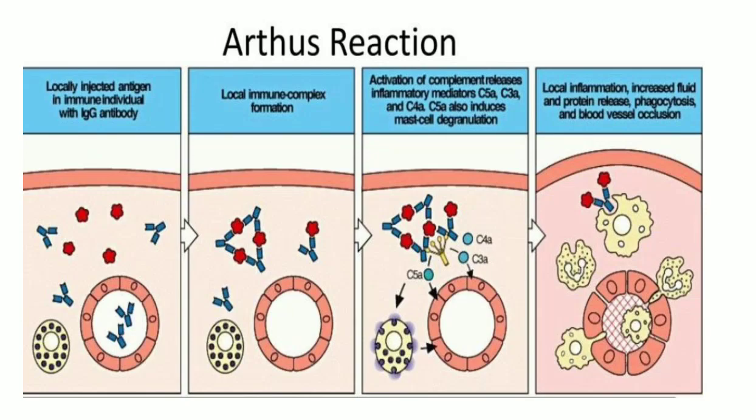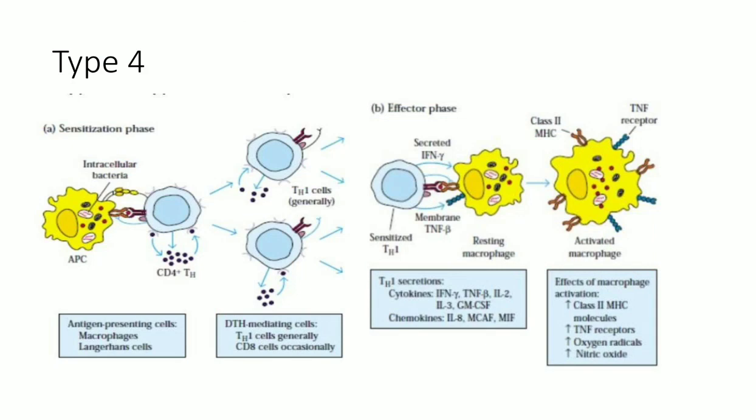So this is Arthus reaction. This is a localized reaction occurring, not a generalized reaction. When you locally inject antigen and the IgG antibody is binding, now the complements are coming and there will be inflammatory C5a, C3a. So local inflammation occurs and there will be increased vascular permeability. So the fluid is released, blood vessel is occluded, so there will be necrosis. Initially there will be vasculitis by the inflammation, and then it leads to necrosis. Okay, so that is about type 3 hypersensitivity reaction.